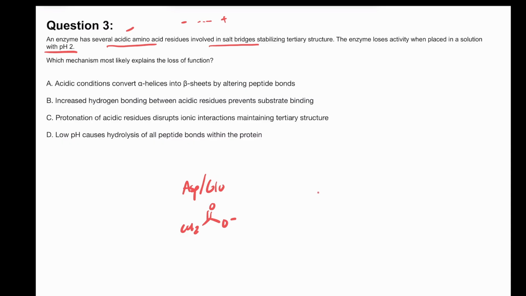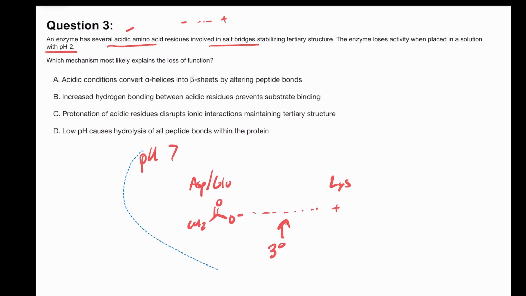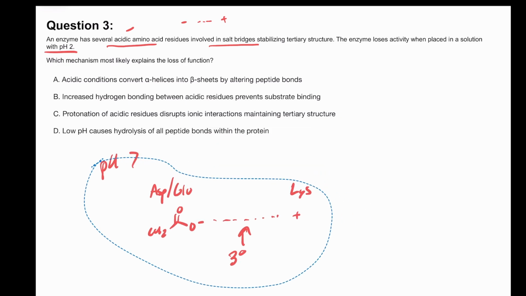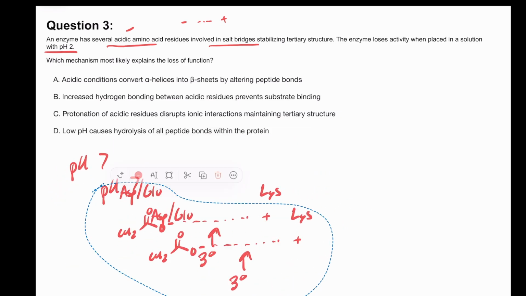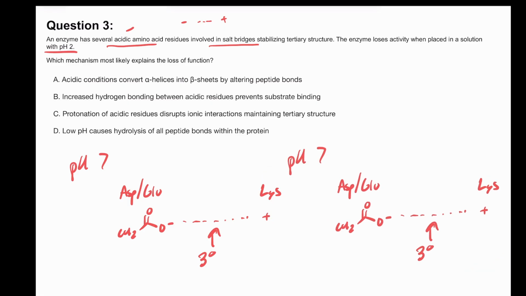And so we're involved with some other amino acid, like for example, a lysine, that's going to end up having a positive charge. And so these two charges will be interacting, and we're saying that this bond is essential for tertiary structure. And so we're taking this situation, which is occurring at a pH of 7, and now we're moving it to a pH of 2. And so what's going to happen?